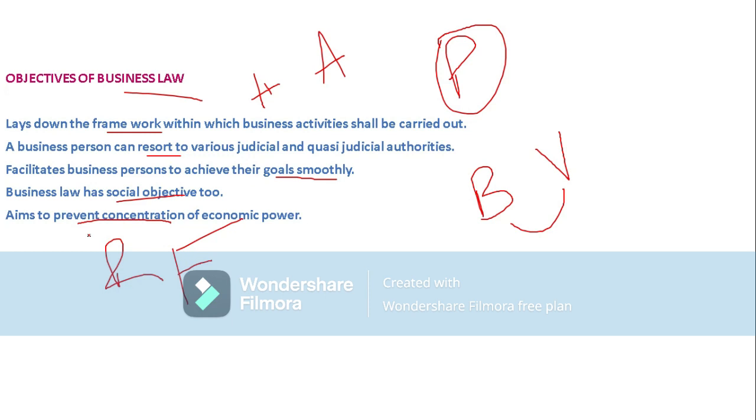Why? Because in order to capture the market, to have an upper hand in the market, to be number one in the market, different roles will be played by the businessmen. So in that process, many issues will be raised between the individuals. In those aspects also, business law helps them to adjust their claims against each other. So these are the objectives of business law.